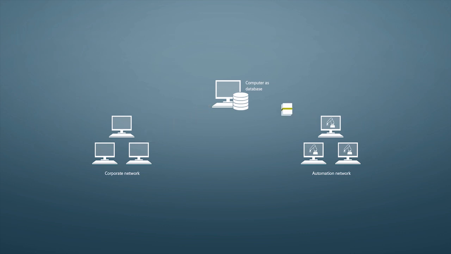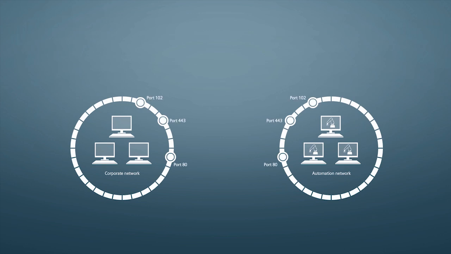The direct communication between these two networks is always heavily restricted by firewalls. Most probably, you cannot access one network from the other one to retrieve data. For example, the firewall of the corporate network is configured in such a way that only port 80 for surfing the internet and port 443 for secure surfing are open. So, from the corporate network, there is no way into the automation network via port 102.